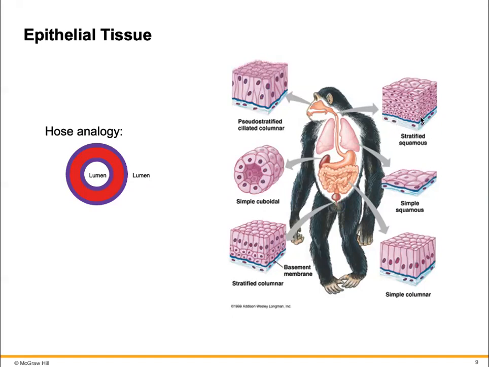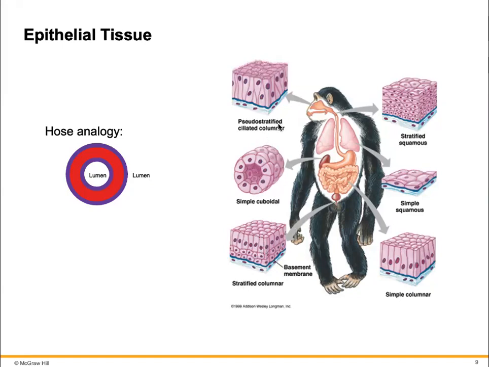Stratified squamous you find within your throat and your cheeks, and those are areas that are constantly having some type of abrasion, so it helps to protect those areas, and they're constantly going through mitosis, replacing those cells from the basement membrane up. The stratified columnar cells, you actually find these within the urethra, where there's a lot of movement of material through that area as well. So again, a protective function.